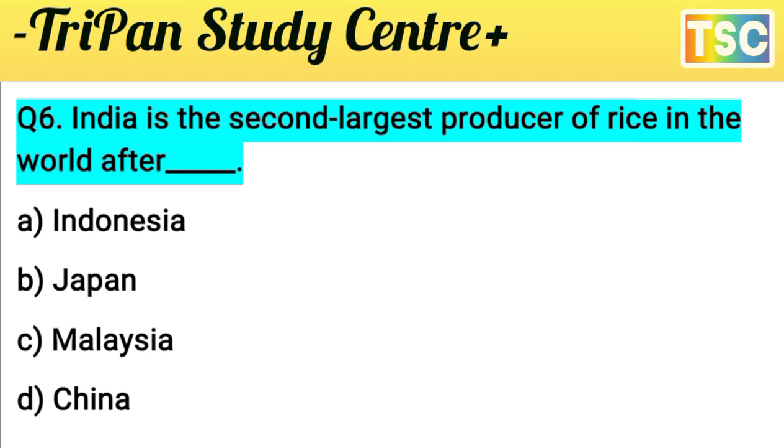The country is not Indonesia, it is not a largest rice producer. Japan is also not, and Malaysia is not. The correct answer is D, China. China is the largest producer of rice in the world. It means India is second and China is first. So option D is correct. Go with D, China.